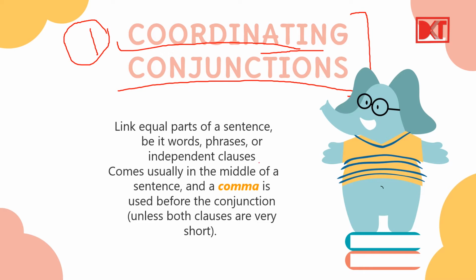Right? And इनका एक feature क्या है? They come usually in the middle of a sentence and a comma is used before the conjunction unless both clauses are very short. So what do? They link, which means they coordinate equal parts of a sentence, be it words, phrases, or independent clauses. Coordinating conjunctions जो हैं, हमने इनके नाम से ही पता चल रहा है कि coordinate कर रहे हैं. दो words हैं या phrases हैं या कोई independent sentences हैं, independent clauses हैं, उनको एक साथ link करके जो conjunction use होता है उसे हम coordinating conjunction कहते हैं.